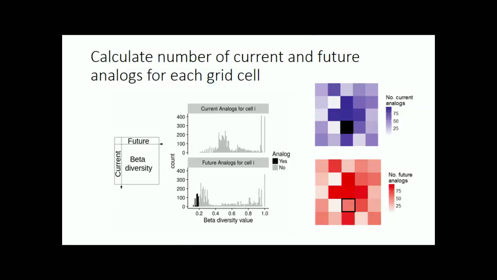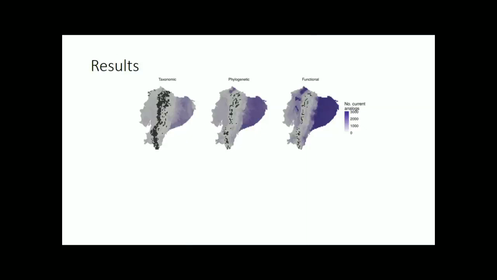So our first set of results here is for how many current analogs there are for each grid cell. This gives you the novel communities. So we actually find that we get quite a lot of taxonomic novel communities down in the high elevation areas in the Andes. And this pattern's pretty similar for the phylogenetic and functional, but we see fewer phylogenetic novel communities and then even fewer than that functional.